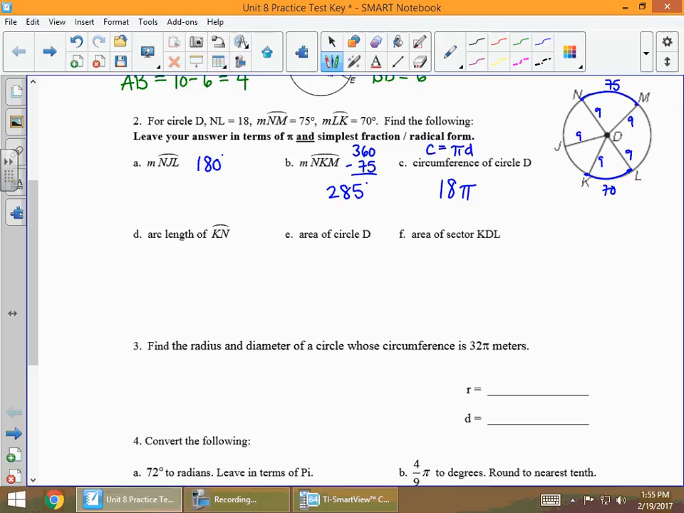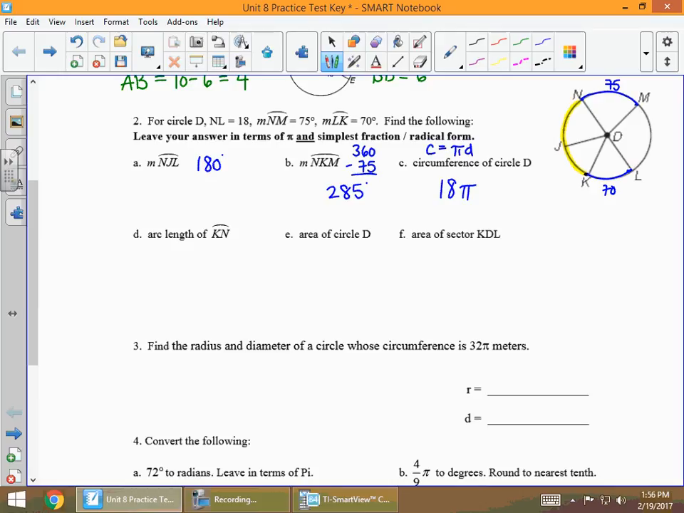All right. Letter D says the arc length, which means I need to use the circumference, and I need to find the angle for KN. All right, so KN. There's KN. All right, so a couple of things. Let me jump in here and get rid of these 9s in the middle. I'll start looking at some angles.